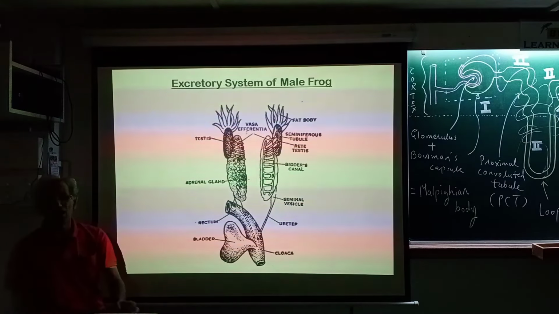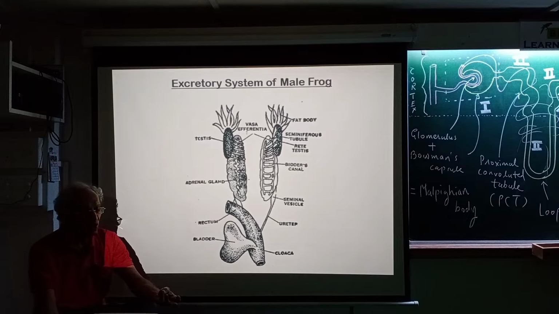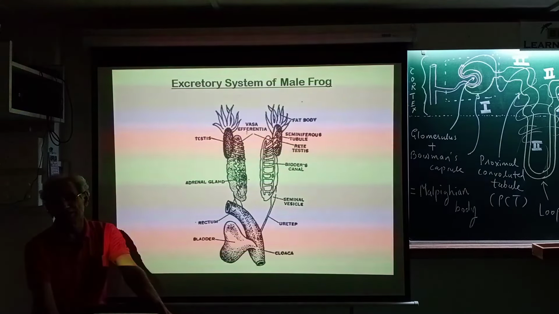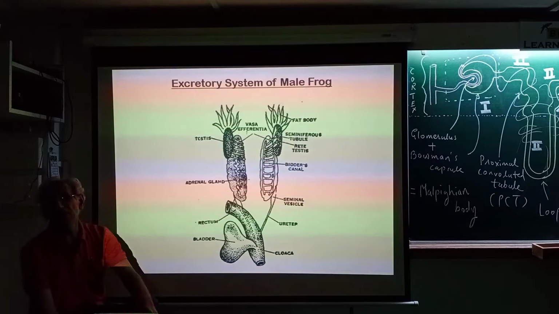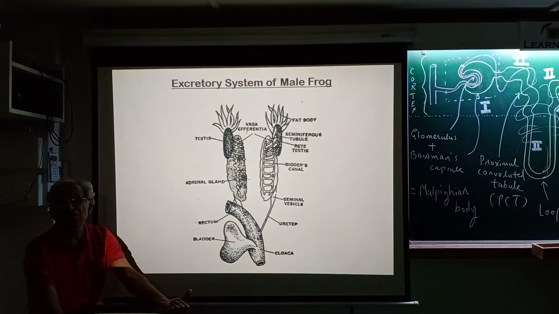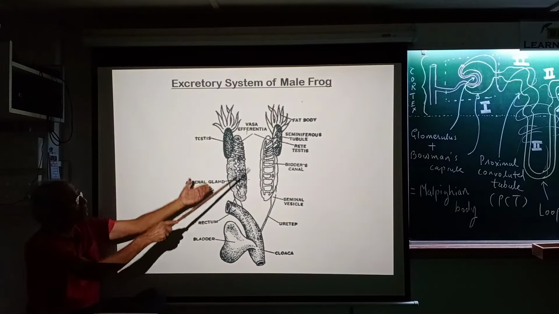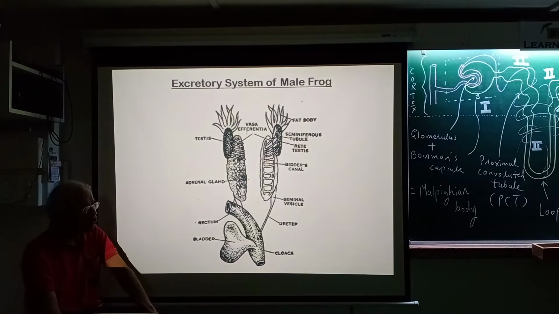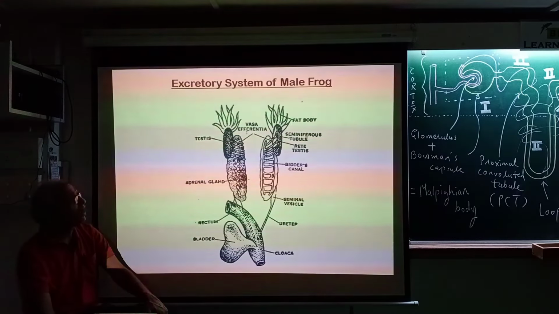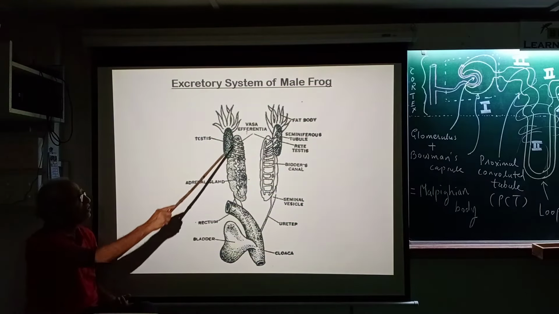I think earthworm, cockroach and frog, these are the three animals suggested in your syllabus for some superficial studies. So we have seen the excretory system of the cockroach just now, and now this is the excretory system of the frog. I think this picture was earlier also shown. Now you can just have a look at it as a kind of revision.